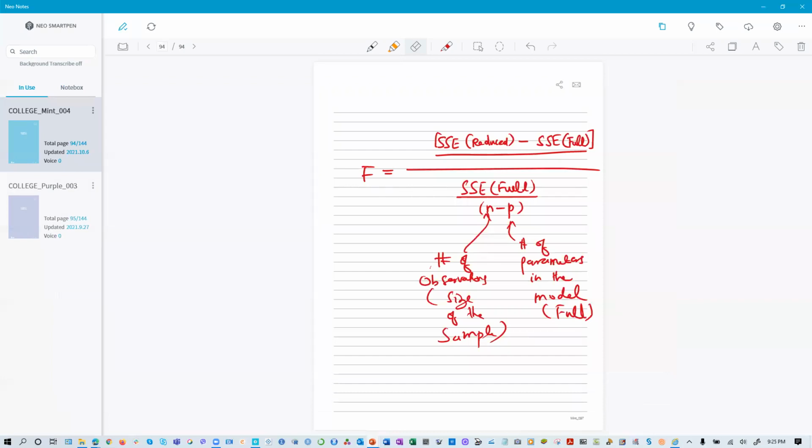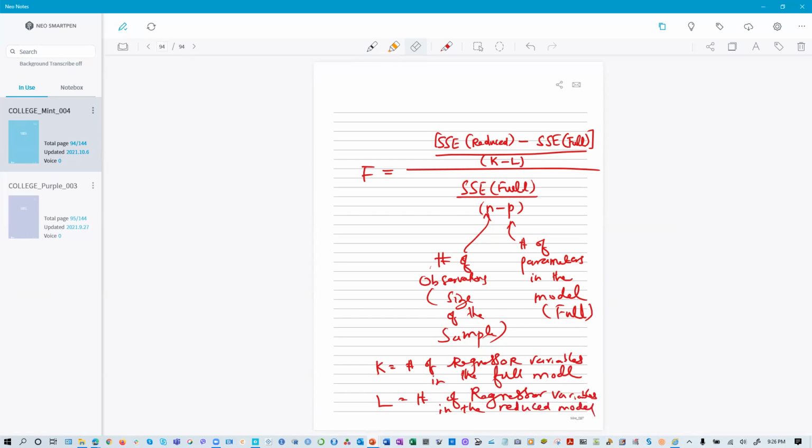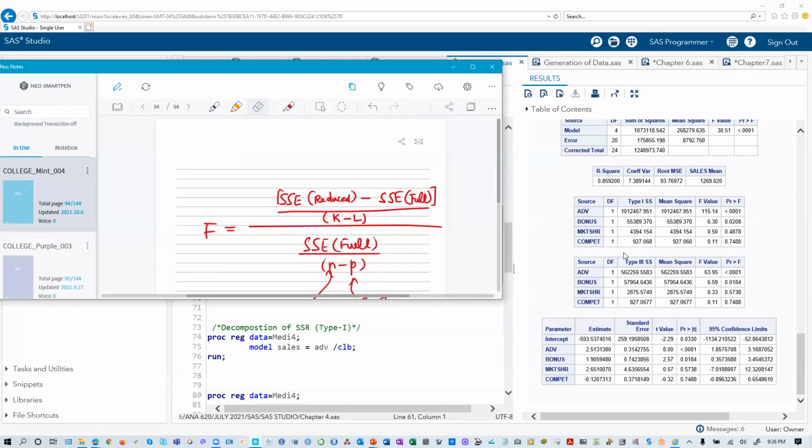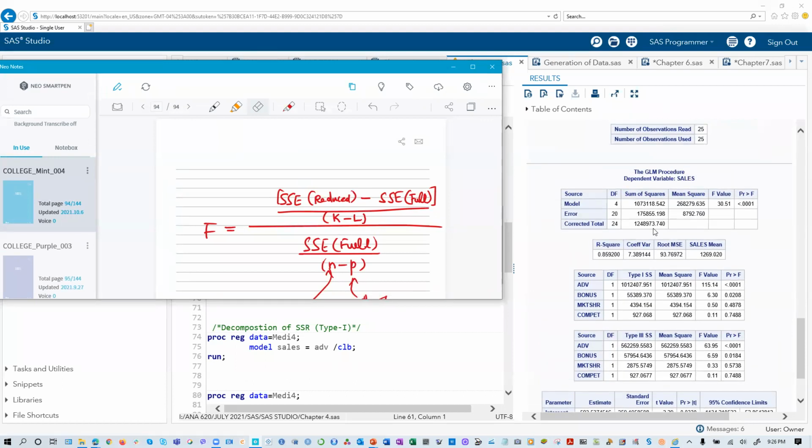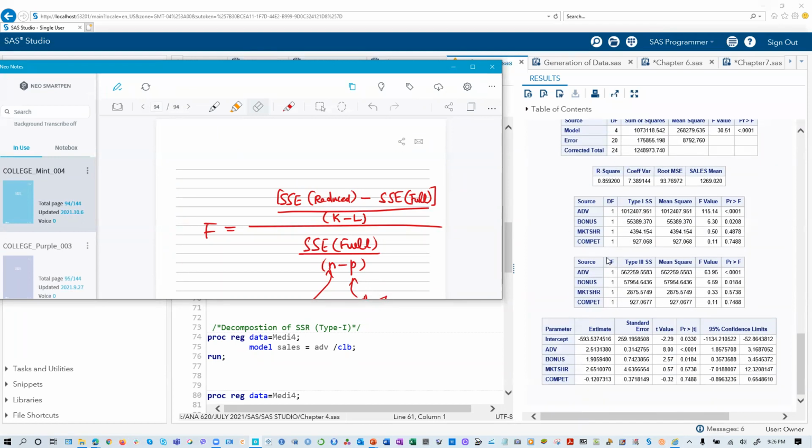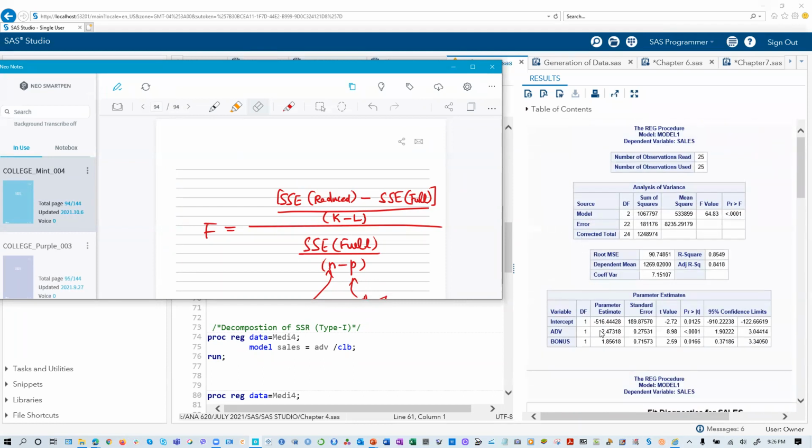So we are going to divide by K minus L. Capital K stands for the number of regressive variables in the full model. L means the number of regressive variables in the reduced model. So let's plug this into the formula and see what you get. You have to get this done by hand. So you go to the full model. This is the ANOVA table for the full model. You go to the error of the full model, and its counterpart on top is the reduced model. For the two variable one, it's the reduced model. So we first go to the reduced model error, 181176.